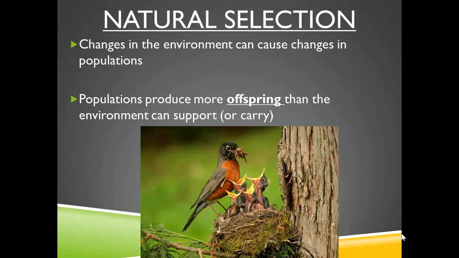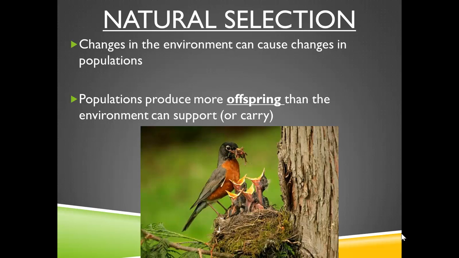All right, now there are some changes that can happen in an environment that would definitely affect the population. If you have a natural disaster, or if you have disease that spreads, or if you have a decrease in resources. You have only a little bit of mates that you can mate with, or if you have less food, or if you have less shelter, then you have to kind of compete for those things, right? So populations produce more offspring than the environment can support or carry.